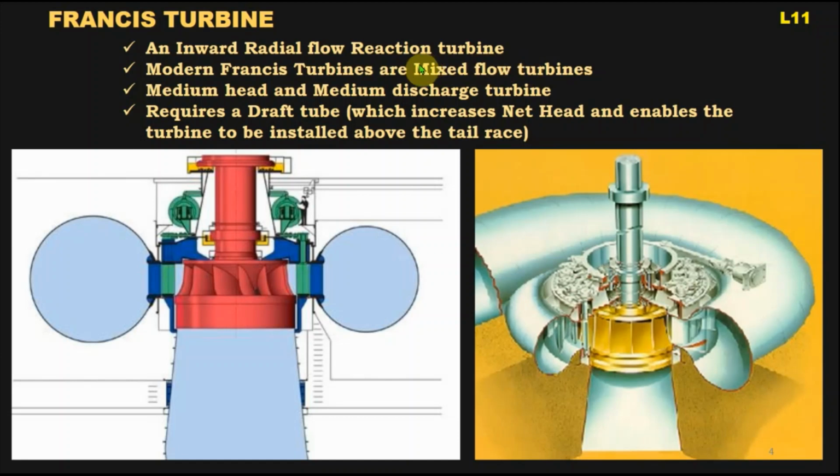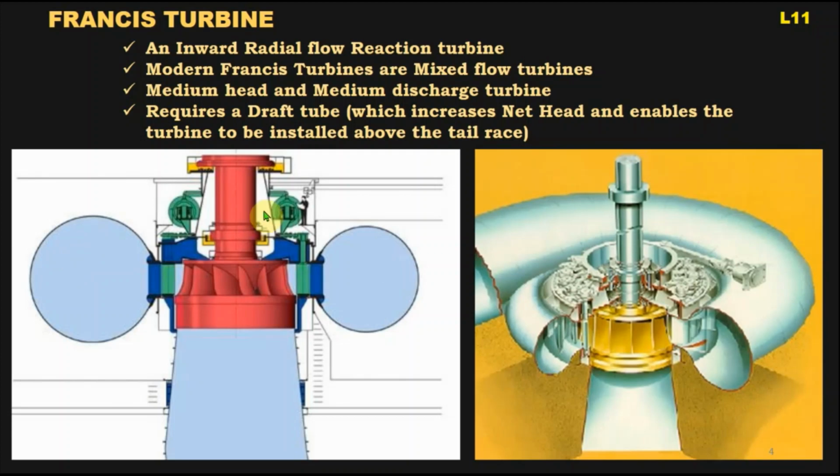That means the flow of water through a Francis turbine runner takes place in the inward radial direction. Modern Francis turbines are mixed flow turbines. Mixed flow refers to the combination of radial and axial flow. Francis turbines are medium head and medium discharge turbines. Francis turbine essentially requires a draft tube. Functions and the theory of draft tubes we will discuss in detail in the second module.